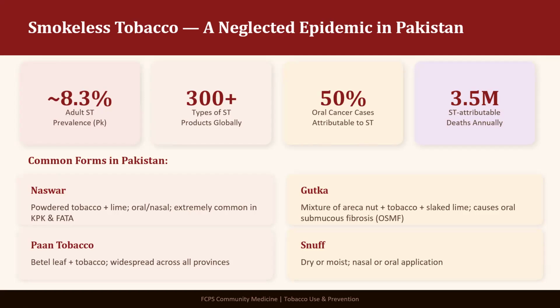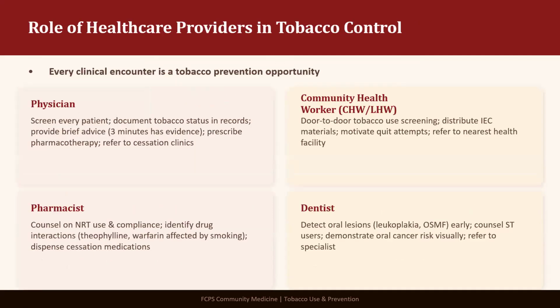Gutka is a mixture of areca nut, tobacco, and slaked lime, and causes oral submucous fibrosis. Pan is betel leaf with tobacco, widespread across all provinces. Snuff is dry or moist, with nasal or oral application.